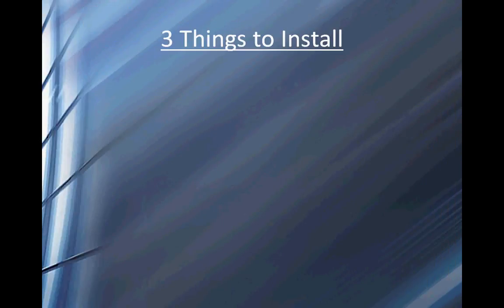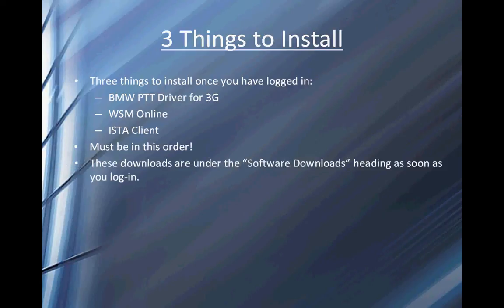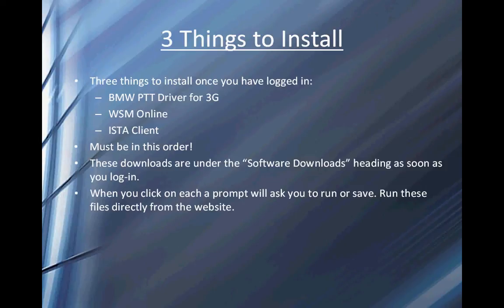Now on to the installation of the BMW software. There will be 3 things we need to install from the BMW main page. Here are the 3 things to install once you have logged in: BMW PTT driver for 3G, WSM Online, and the ISTA client. These must be installed in this order. These downloads are under the Software Downloads heading as soon as you log in. When you click on each, a prompt will ask you to run or save. Run these files directly from the website. After you have installed all 3, restart your computer.